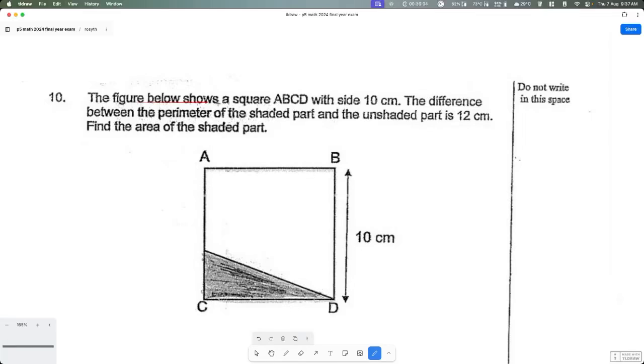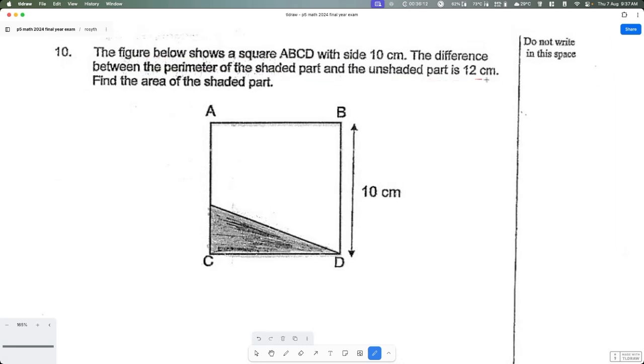So it says here, the figure below shows a square ABCD with side 10 centimeters. The difference between the perimeter of the shaded part and the unshaded part is 12 centimeters. Find the area of the shaded part.